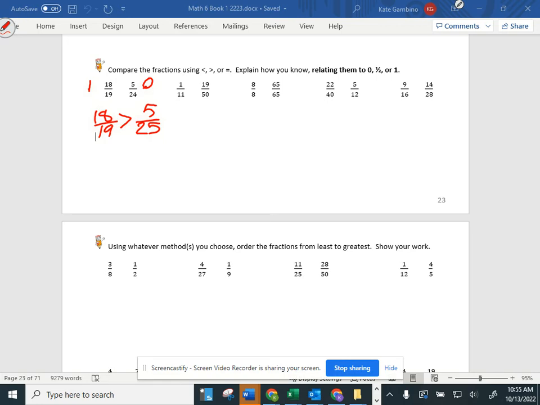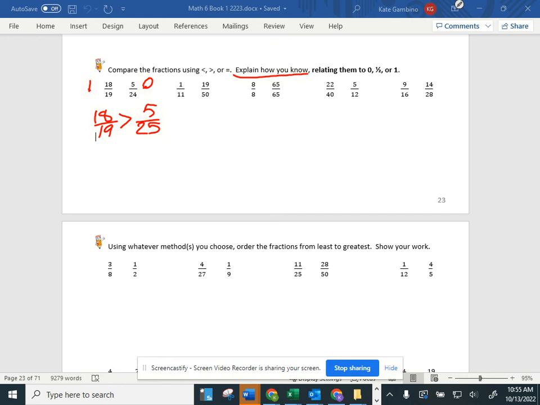I want to see your numbers. Is it closer to 0, a half, or 1? And then I can see how you are comparing those. But you have to show me. That's how you explain how you know. Explaining how you know is showing me which one it's closer to. So you can say, oh, 1 is greater than 0. That's how I know. Does that make sense? Any questions on that?